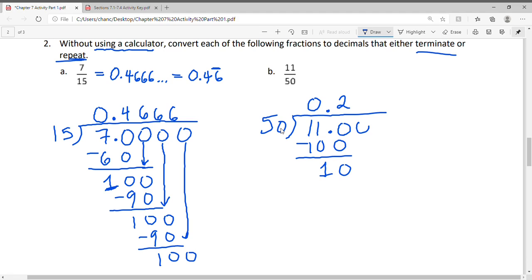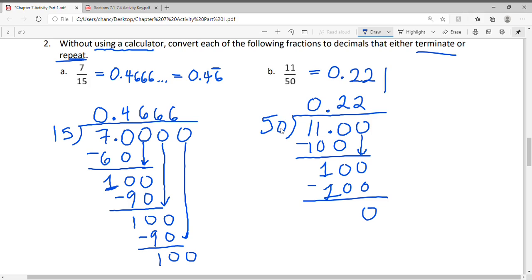Let's bring down an additional 0. How many times does 50 go into 100? Well, it goes in there twice. 2 times 50 is 100. And we get a remainder of 0. 11 over 50 is equivalent to 0.22. This is a terminating decimal. It does not repeat like in part A.